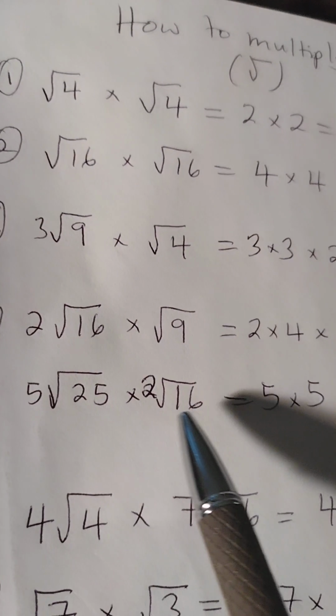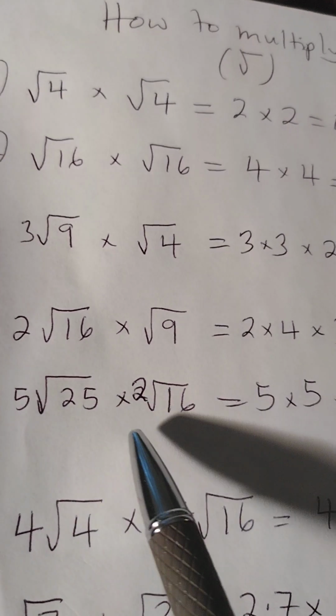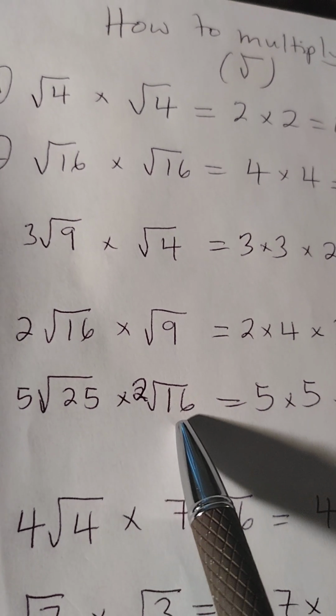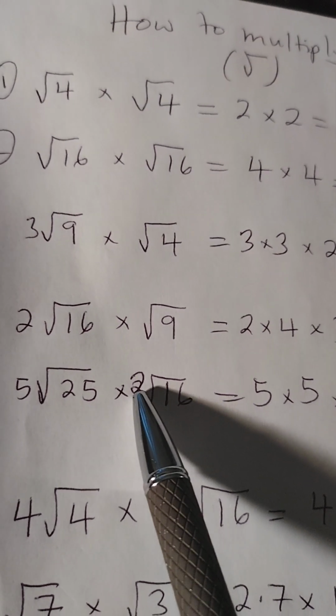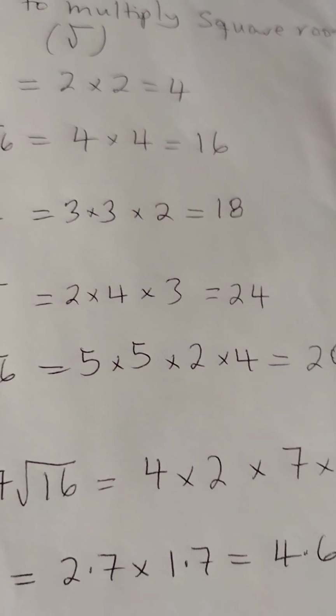That means you are finding the square root of 25, which is 5, times this 5 right here. Times, you see the multiplication sign right here, the square root of 16, which is 4, times this 2 right here, which is 8. So the answer is going to give you 200.